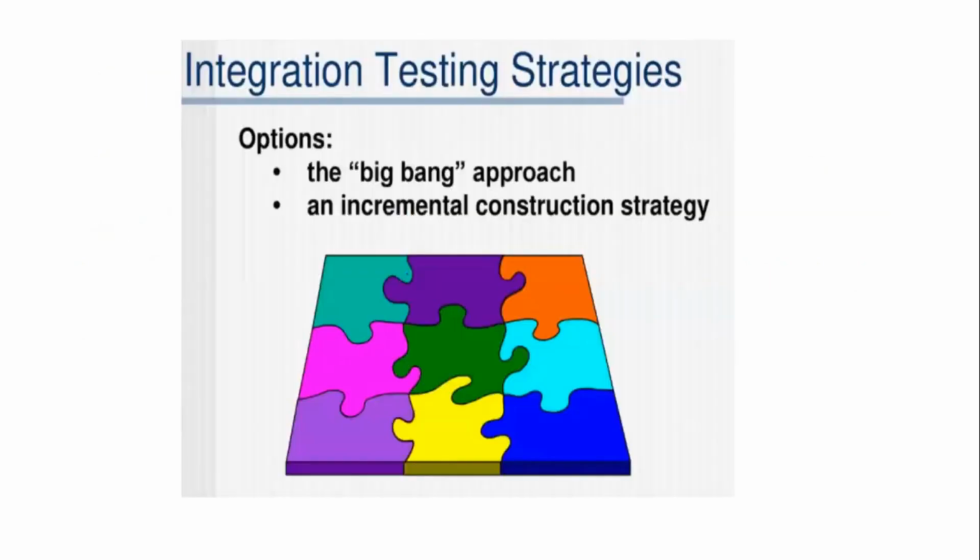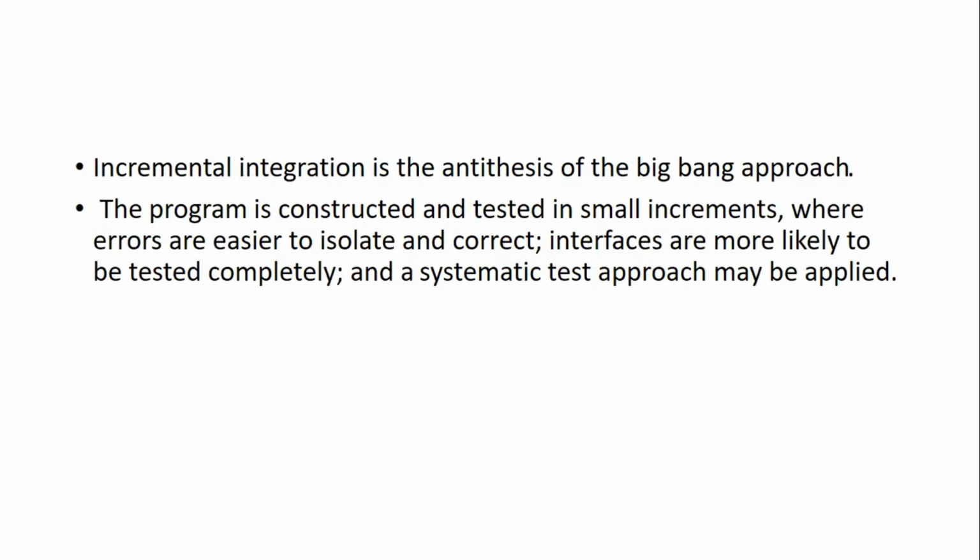In integration testing, the options are the Big Bang approach and an incremental construction strategy. Incremental integration is the antithesis of the Big Bang approach. The program is constructed and tested in small increments where errors are easier to isolate and correct. Interfaces are more likely to be tested completely, and a systematic test approach may be applied.